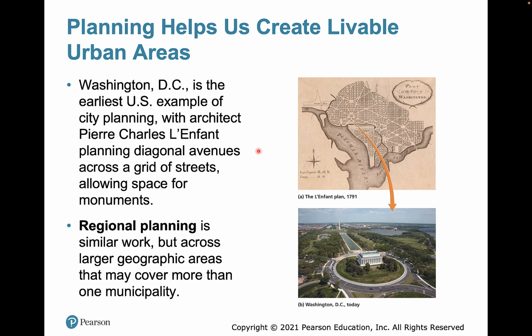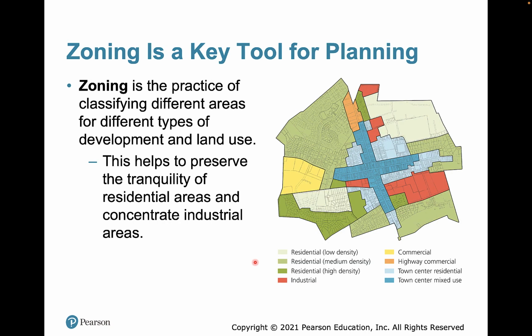The original plan for Washington, D.C. is actually still honored today in terms of the system of grids and streets that allow space for monuments and that kind of thing. So they've stayed pretty true to that original plan, which is kind of cool. Zoning is one way that we can allow planning to take place. We can restrict the kinds of development that happen in certain areas, okay?